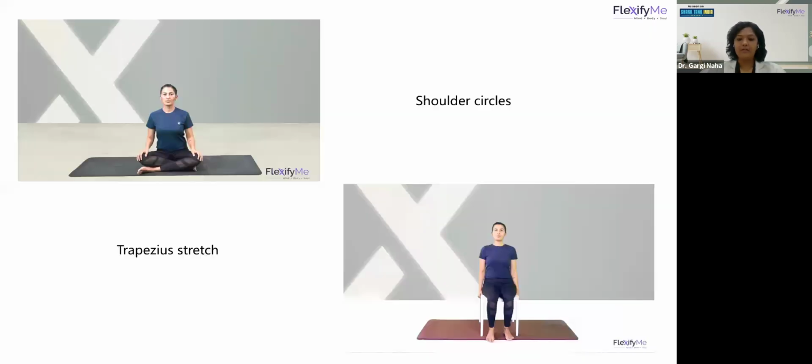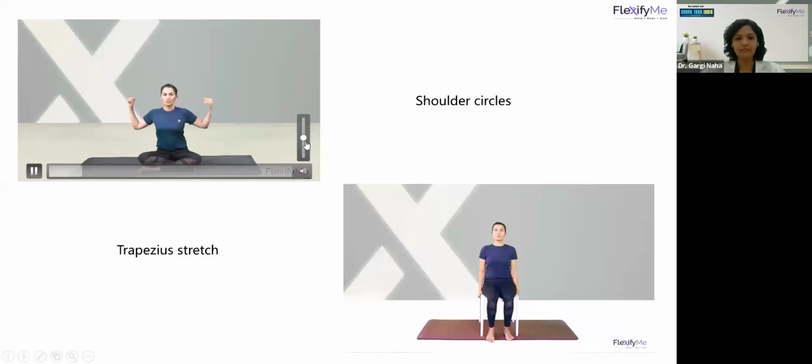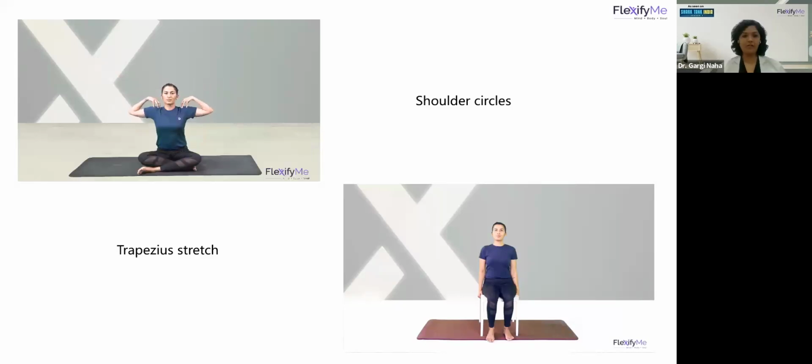Right? So let's do some quick exercises, how we can do some table or desk exercises. I hope you can see my screen. Yes, you can open up your arms. This you can do when you are in the office. Place your hands on your shoulders, join your elbows together and simultaneously rotate your elbows. This is a very simple shoulder circle.